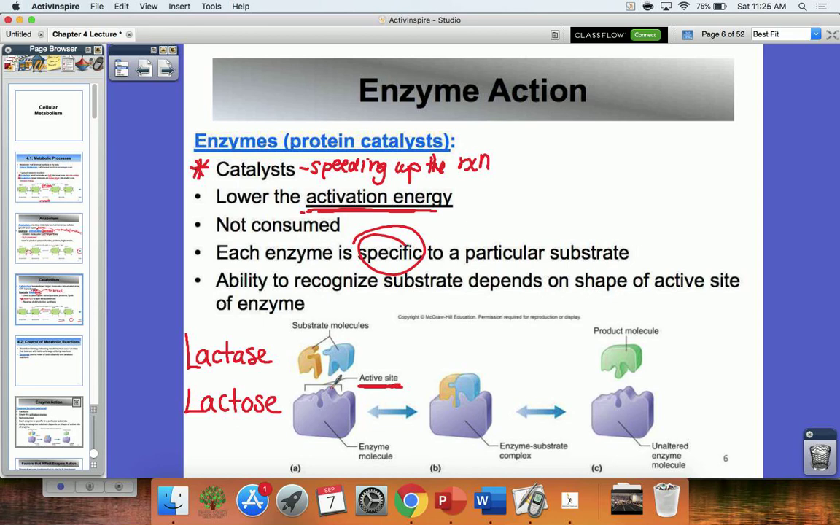In this case, we have two molecules here. They're going to bind to the active site of the enzyme, and it produces this product. So again, substrates are going to be very specific to the enzyme.